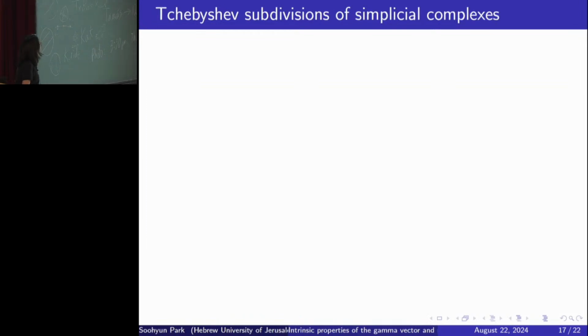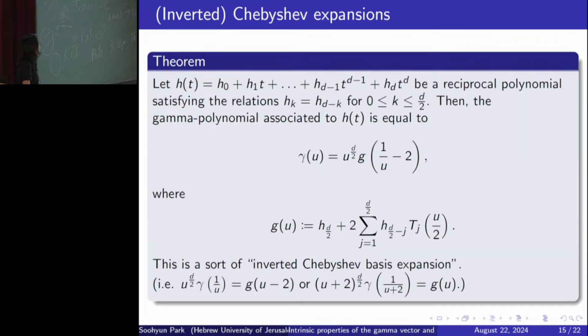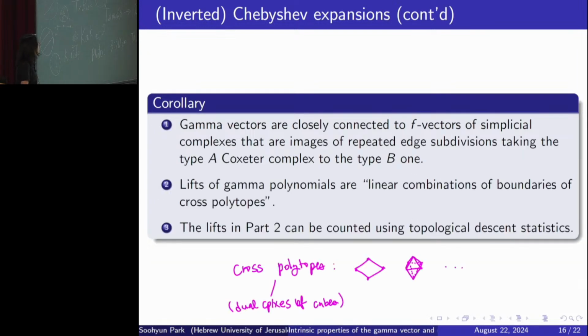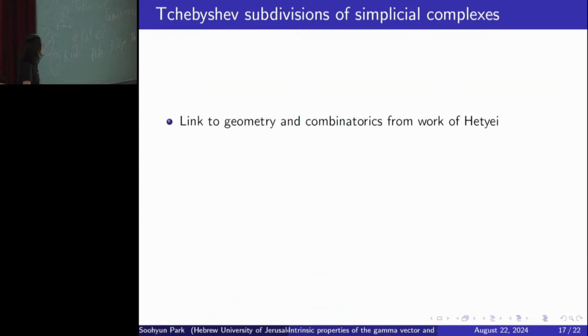Okay, so the main connection between our very explicit expansion and geometric combinatorics is from work of Hetye. And I'm just using this spelling convention here to distinguish between different parts and follow the source that I'm using.